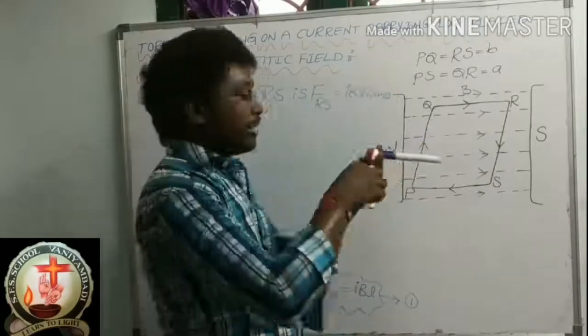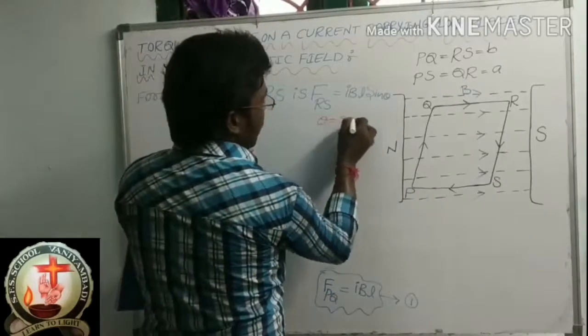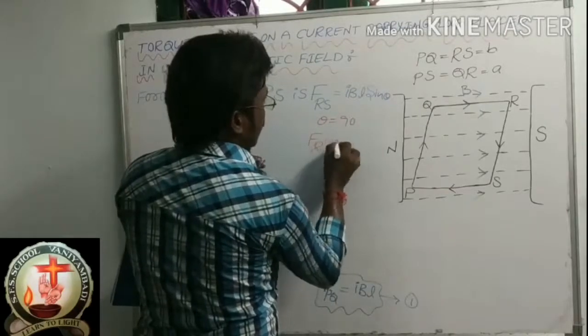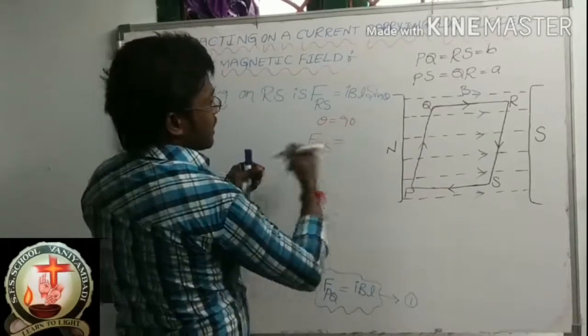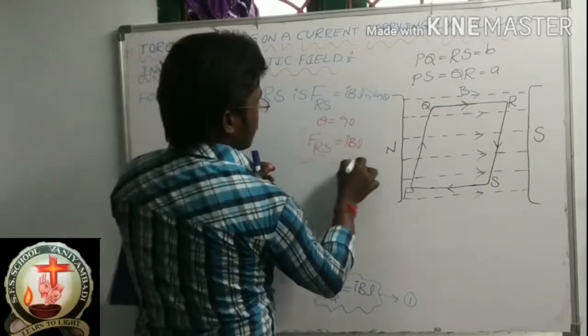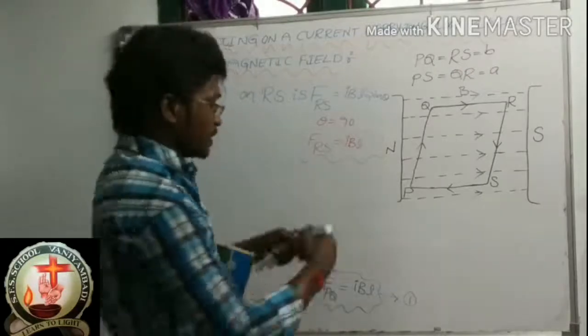90. So here also theta is equal to 90. Then FRS is equal to, what is that? IBL. Equation 2.